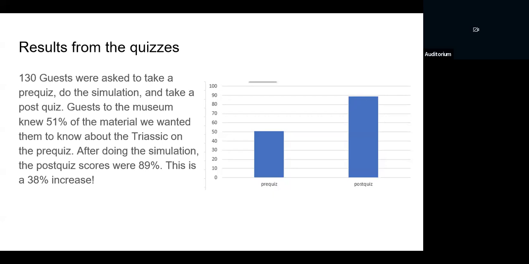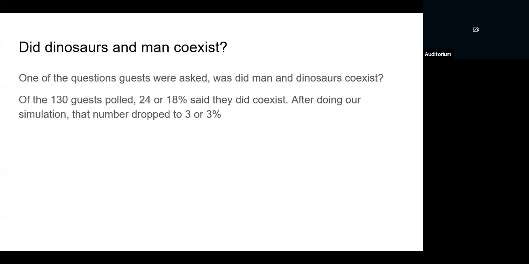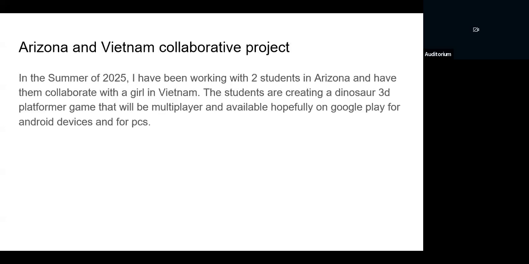All right, one of the things we also tried was we asked some sort of loaded questions. I wanted to know, did guests think that dinosaurs and people coexisted? And what I got was that 80% of the guests who showed up said, no, they didn't exist together. About 18% said they did coexist, and after doing the simulation, that number dropped to around 3%. So I think the simulation was helpful in clearing up some misconceptions about that.